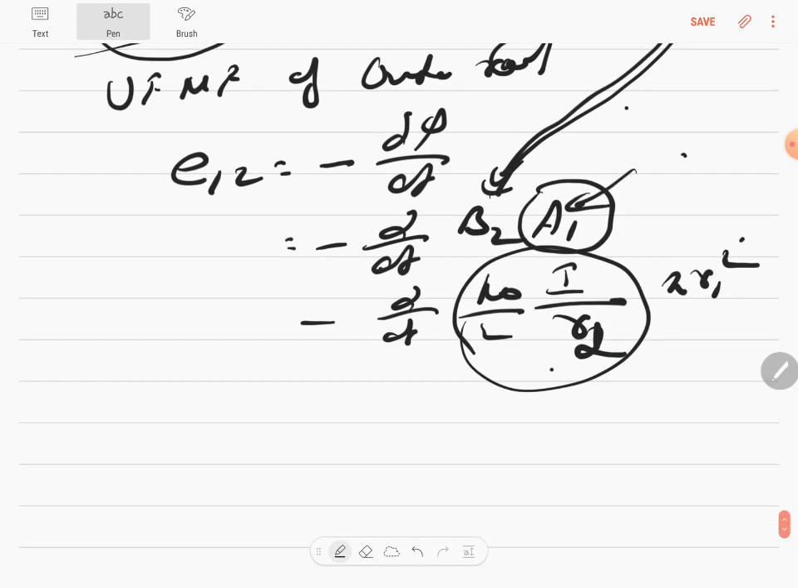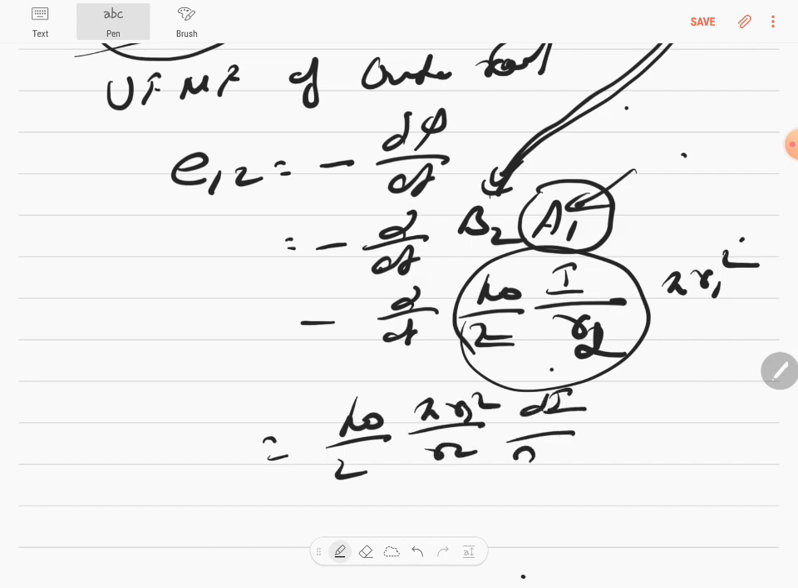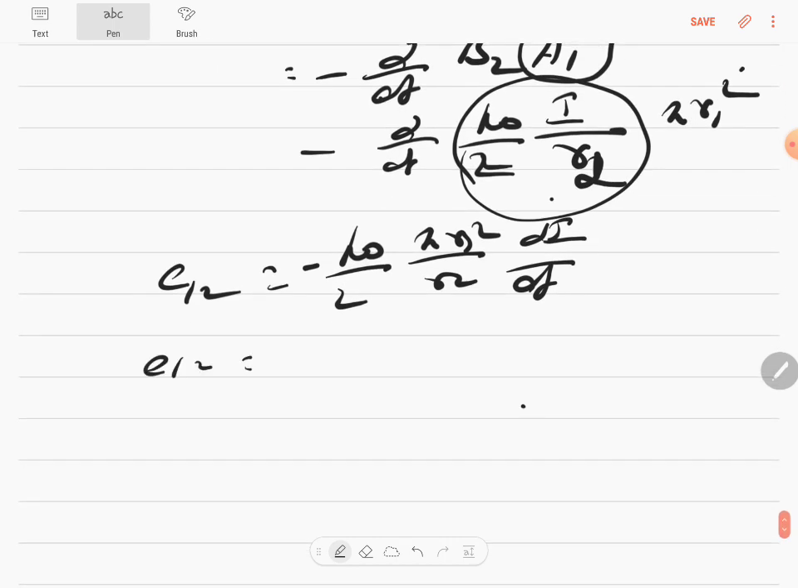So now what is the variable? I only is a variable. So take everything out. What are you going to take out? Mu naught by 2 pi R1 square by R2 into di by dt with a negative sign is E12. The scientist will take E12 to be E21 or M12 to be M21. So therefore this is like minus M12 into di by dt.